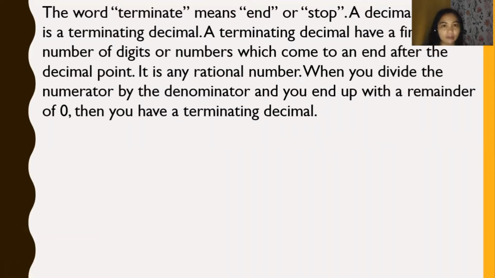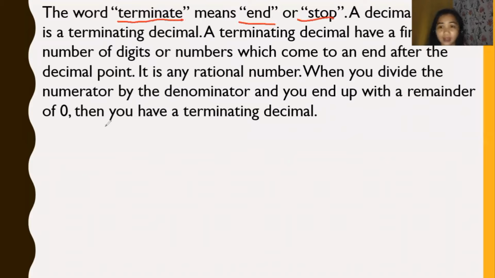The word terminate means end or stop. A decimal that end is a terminating decimal. A terminating decimal have a finite number of digits or numbers which comes to an end after the decimal point. It is any rational number. When you divide the numerator by the denominator, you end up with a remainder of 0. Then you have a terminating decimal. Now, so for you to understand it, I will give you an example, but let us first go back with this term. Terminate means end or stop.